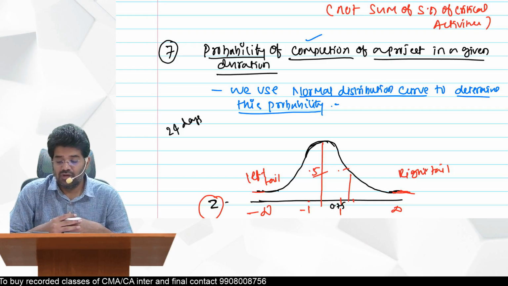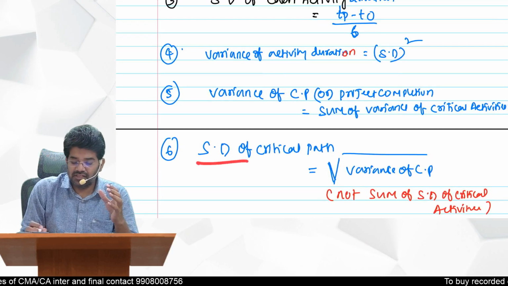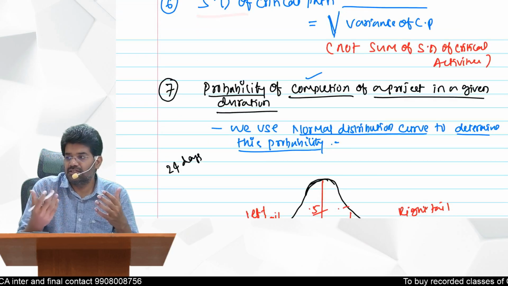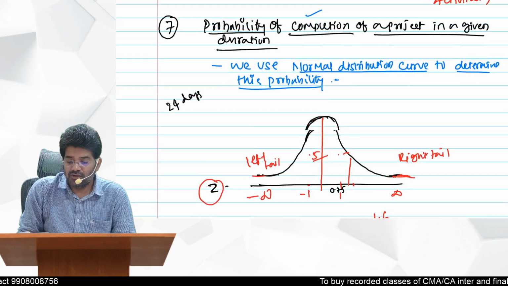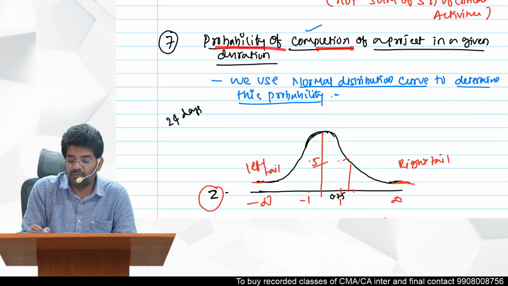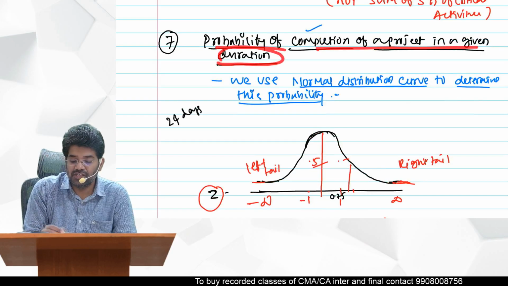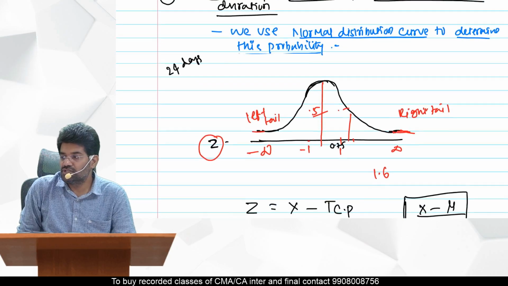Yes. So once you calculate the standard deviation, based on that, if they ask you in the question for the probability of completion of a project in a given duration, then we use the normal distribution table.